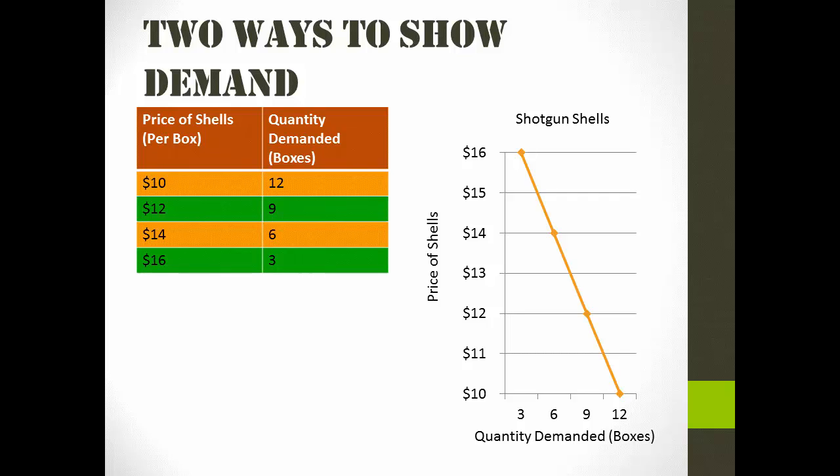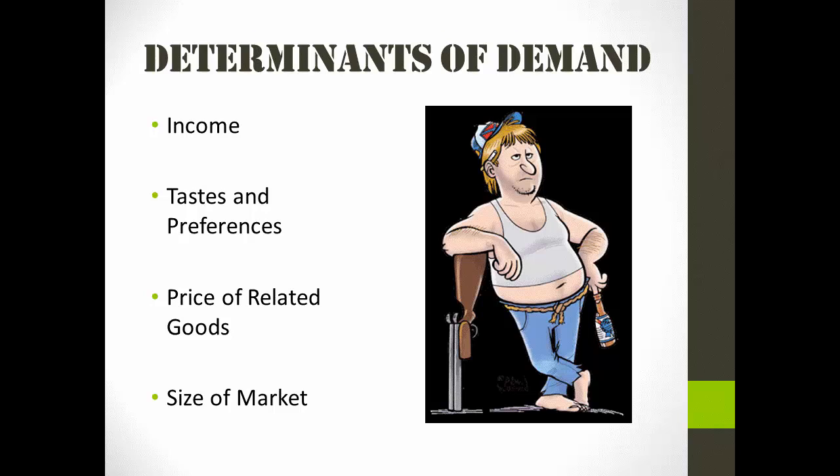There are two basic ways to show demand, in table form and by graph. Having these two ways helps show how price and quantity demanded correspond with each other. You can see that at $10 a box, hunters are willing to buy 12 boxes, but as the boxes get more expensive, they are not willing to buy as many.